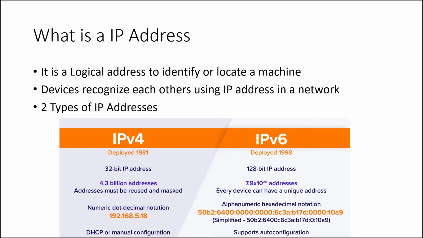On this screen, you can see the dotted decimal notation 192.160.5.8. This is an example of an IPv4 address. So guys, you know that there are 32 bits and the 8-bit parts are separated by dots, so you have four 8-bit parts. That's the representation of an IPv4 address.